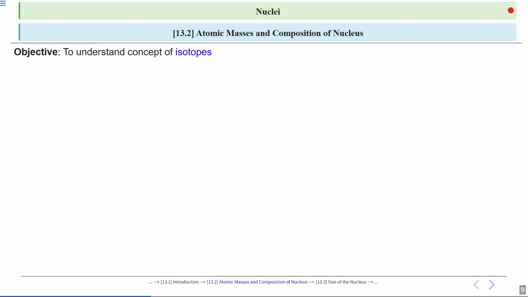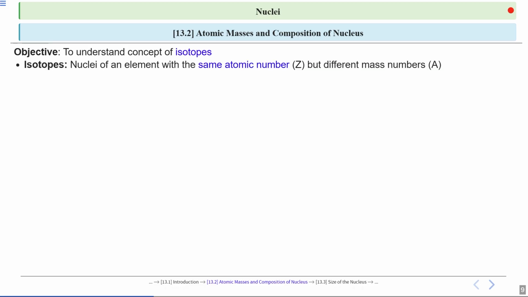Isotopes are a key idea in nuclear physics and chemistry, and they help explain why atoms of the same element can behave differently in some situations. Let's start by defining exactly what isotopes are.